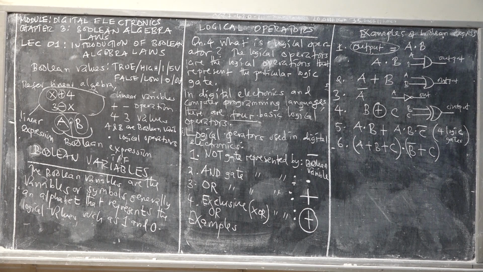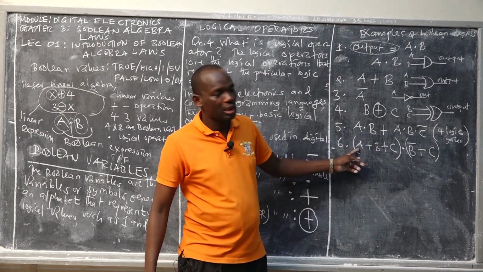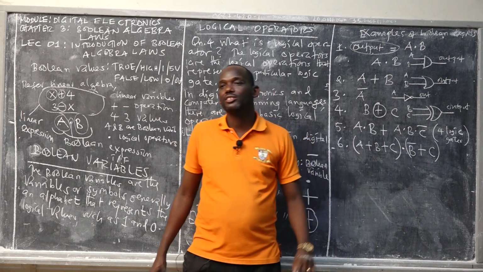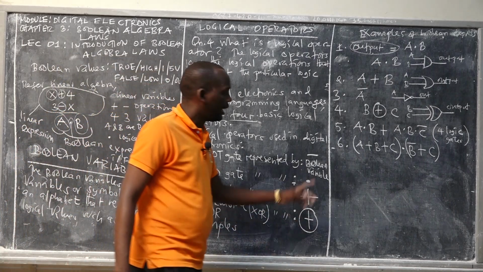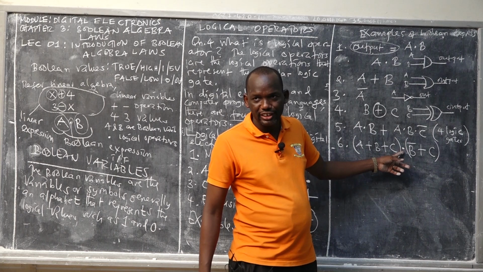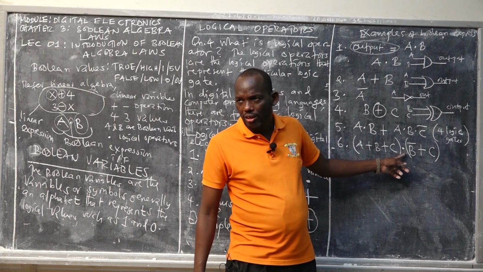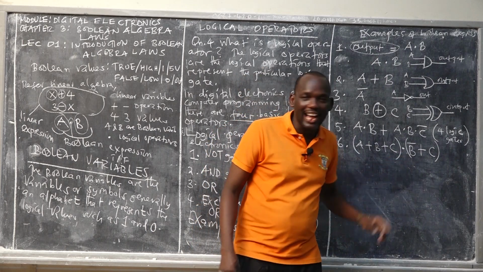Tell us why it is 1. Because it is 1 OR gate with 3 inputs. Input A, B, and C. Are we together? Yes. Then this is the AND gate. But it's called what? Logic operator.